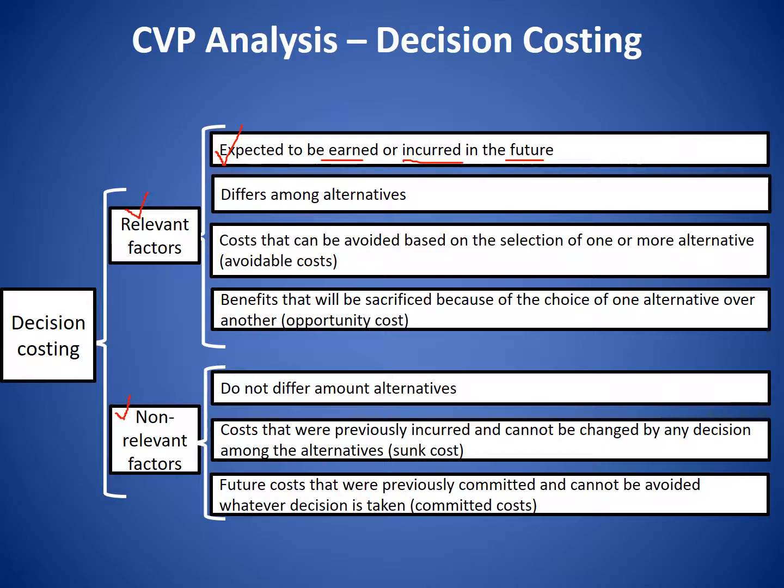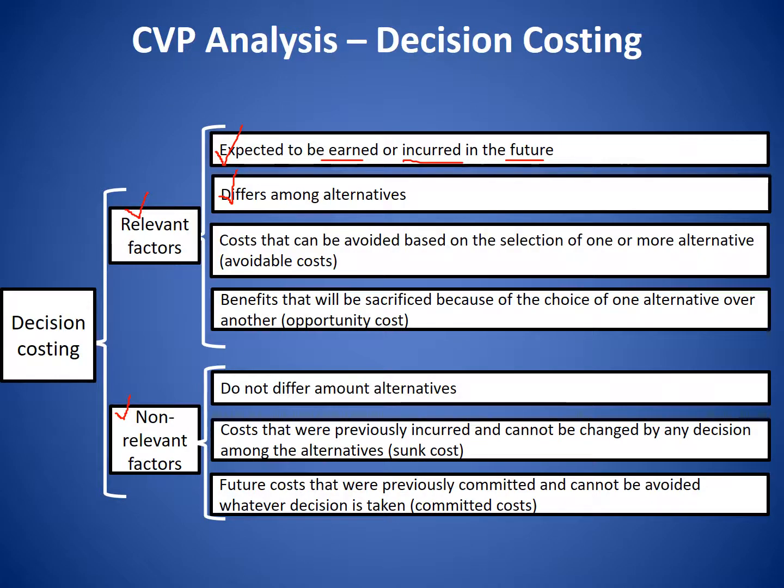Number two, it's also only relevant if that benefit or cost differs amongst alternatives. If we have two alternatives where the individual benefits or individual costs are both the same, they're not really relevant because they don't differ between alternatives. We can ignore those. They're just clutter.